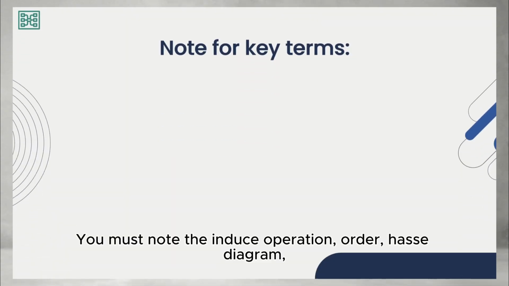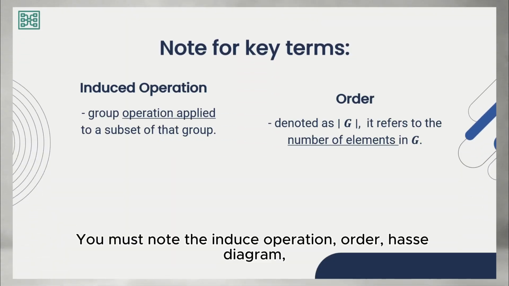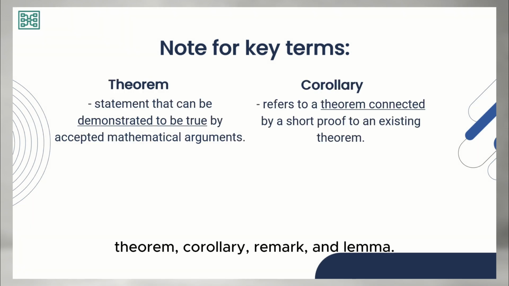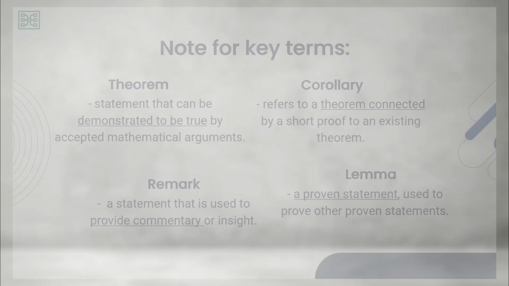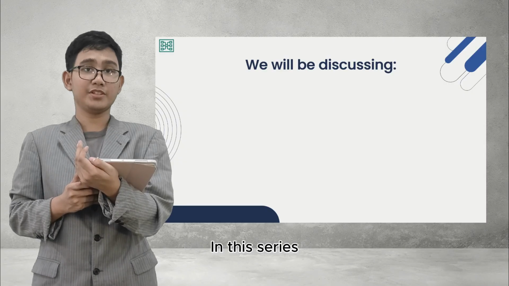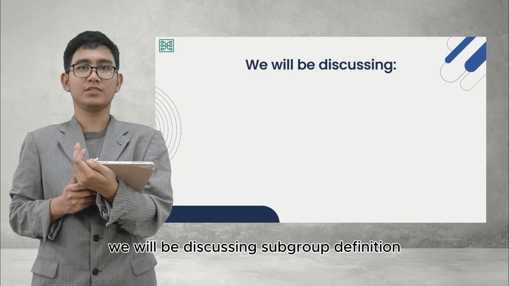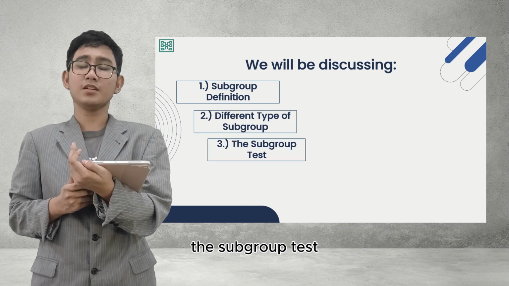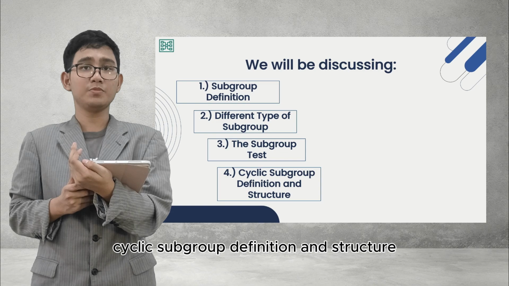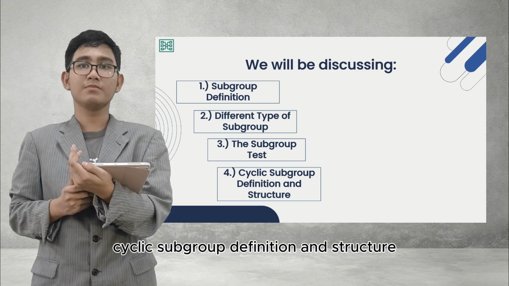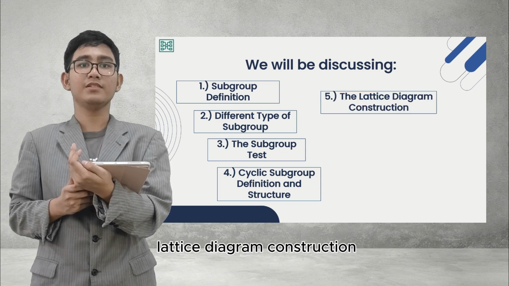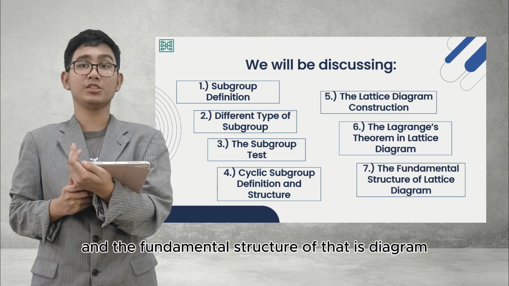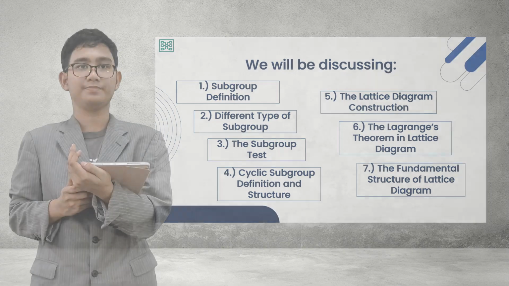You must note the induced operation, order, Hasse diagram, theorem, corollary, remark, and lemma. In this series, we will be discussing subgroup definition, different types of subgroup, the subgroup test, cyclic subgroup definition and structure, lattice diagram construction, the Lagrange theorem in lattice diagram, and the fundamental structure of lattice diagram.